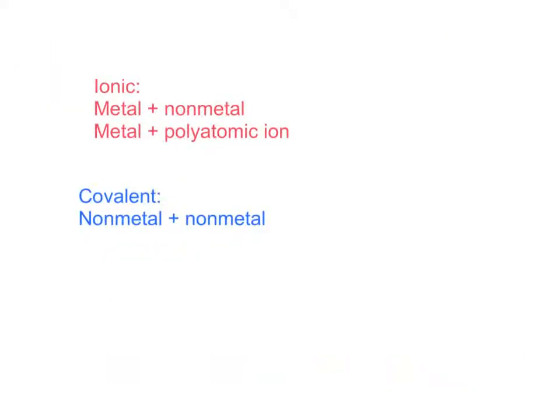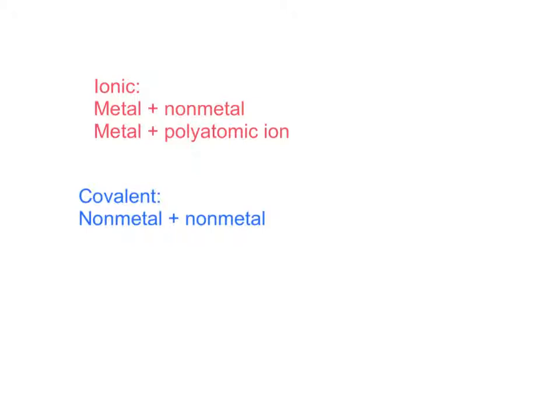So the classification system is very simple. When you look at the formula of a compound, if you see a metal plus a nonmetal or metal plus a polyatomic ion, the compound is ionic. And then we know to apply the rules for naming ionic compounds. On the other hand, if we see a formula and we notice that the compound is made up of two nonmetals, then the compound is covalent, and then we follow the rules for naming covalent compounds. So let's look at what those rules look like.